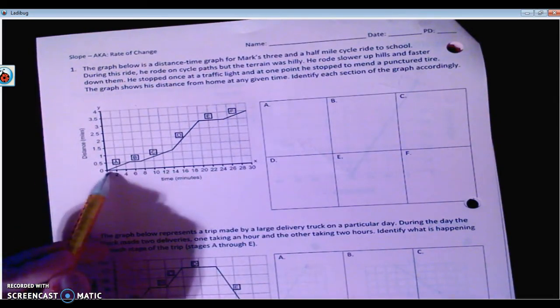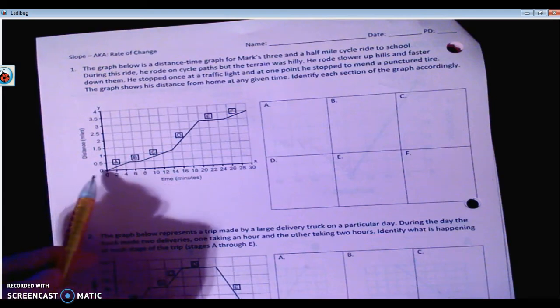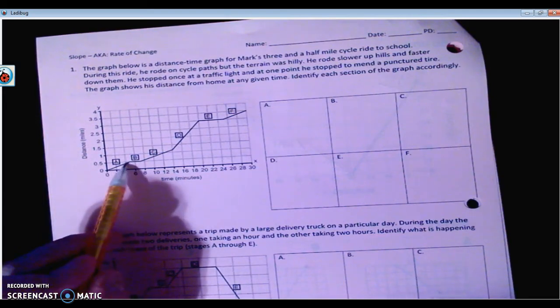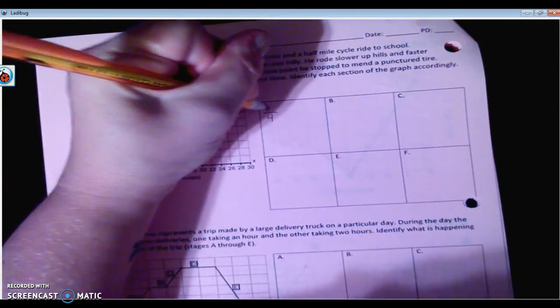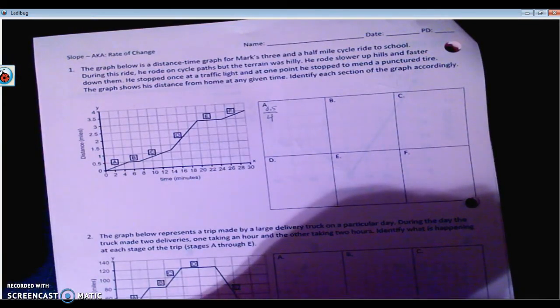So let's first try to find the slope of each line segment. For A, he went from 0 to 4, about 4 minutes, roughly. So from 0 to 4, he went 4 minutes. That's our x, and our y was a half a mile. So that's his slope right there, a half a mile in 4 minutes. We could even argue that it's more like 5, so about 5 minutes. So a half a mile in about 5 minutes.